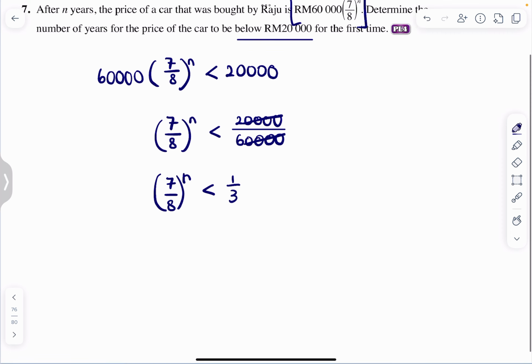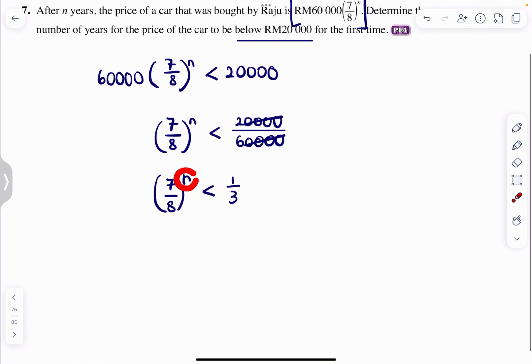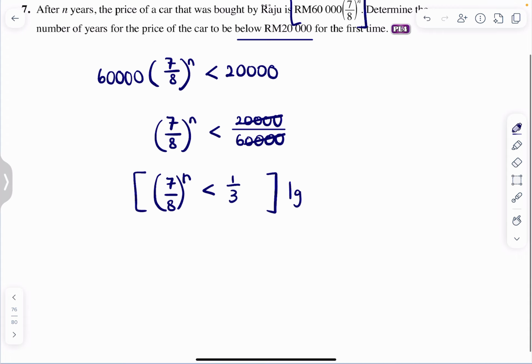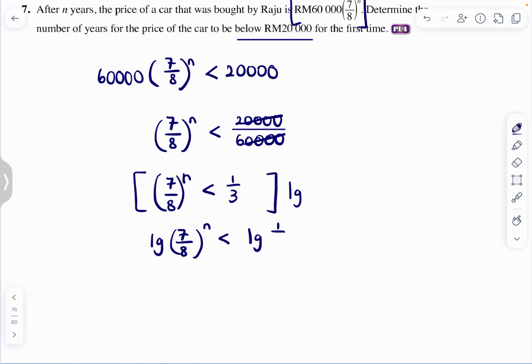Now to make n the subject, since we need to find n, we take log on both sides. So let's just use log base 10. You can also use ln, but it's the same thing. So this becomes log of (7/8)^n less than log of 1 over 3. Why did we take log? So that the n we can bring forward. So n log 7 over 8 is less than log 1 over 3.